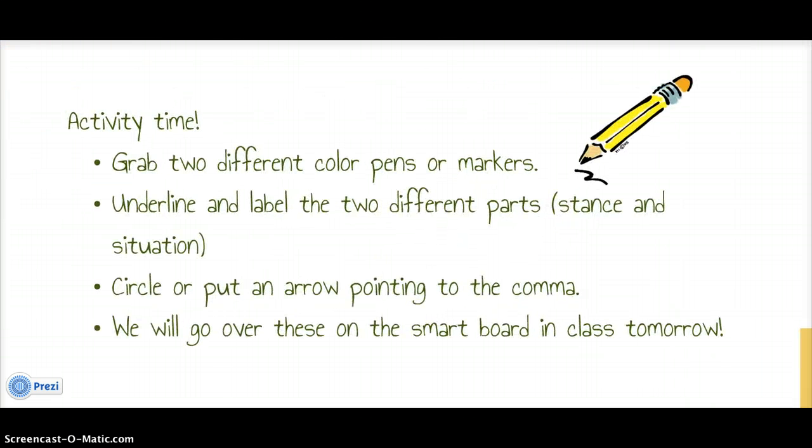Okay, so we're not going to go into a whole lot of detail right now about those sentences. Here's your activity. You're going to write down those sentences, copy and paste them from Sophia, or use the guided notes, and I want you to highlight the 2 different parts. Highlight the stance for each sentence in one color and highlight the situation for each sentence in another color, and then make sure you label which one is the stance and which one is the situation. I also want you to circle or put an arrow pointing to the comma, and we will go over what those should look like in class tomorrow, but you do need to have it done before then.